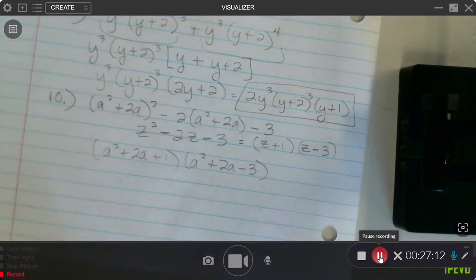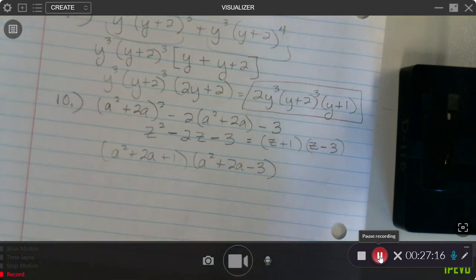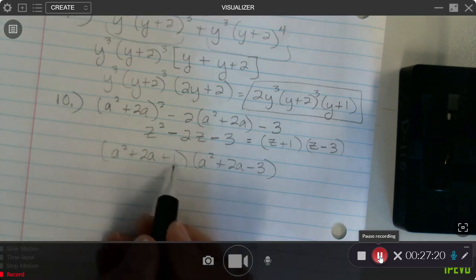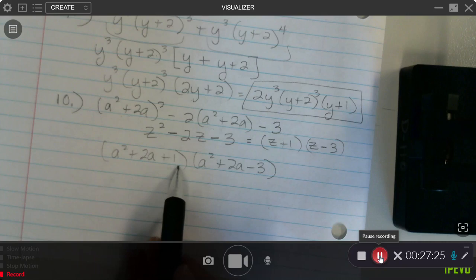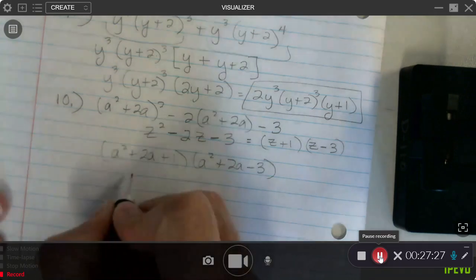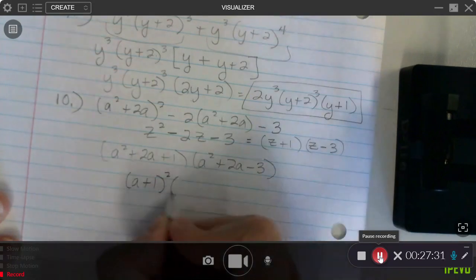Uh-oh, are we finished factoring? If we have to completely factor this. Anybody recognize this one? 1 and 1, yeah. A plus 1 quantity squared, isn't it? What about this one?